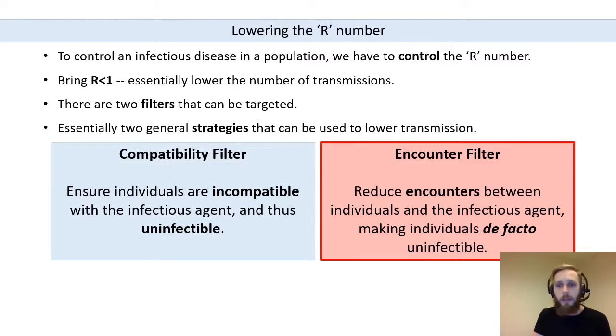So what we're going to do today is discuss this encounter filter in quite a bit of detail. We're going to discuss the different strategies that are used in the cases of different viruses to close this encounter filter. And again, what we mean by closing the encounter filter is reducing the encounters, and in doing so, hopefully bringing down the R number. Obviously, as we know from the earlier lectures, different viruses spread in very, very different ways. So the strategies that we use to close the encounter filter are understandably different for different viruses.